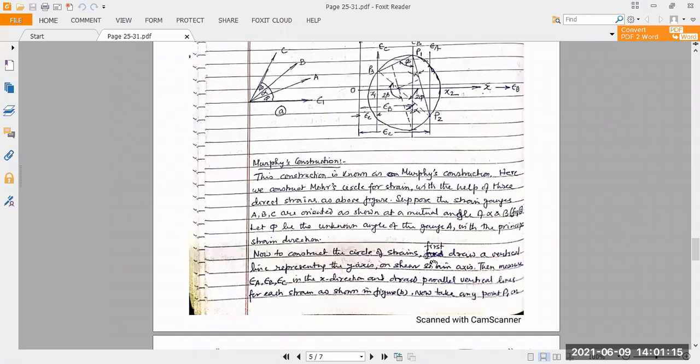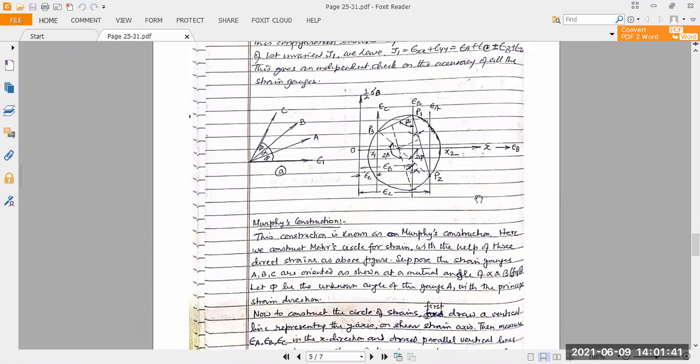Now phi is the unknown angle of gauge A with the principal strain direction. Unless we know it, you cannot calculate, nor can you plot the principal strain itself. Now, to construct the strain circle, first draw a vertical line here. What we are doing here, I'm just narrating from my notes.